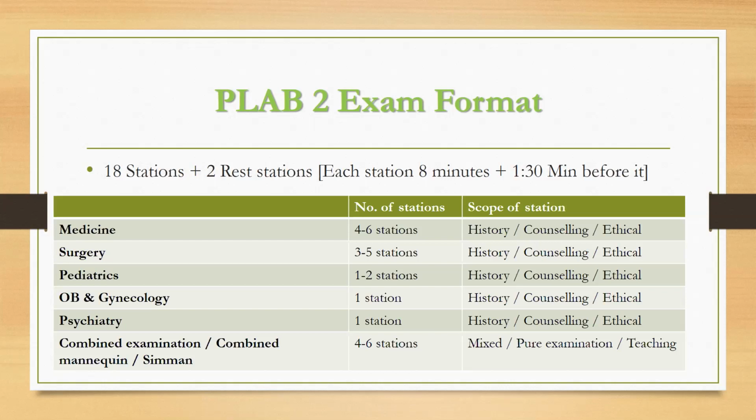For obs and gynae, it could be 1 station, and also it could cover history taking, counseling, or an ethical issue. Psychiatric station, 1 station also, and it could cover history, counseling, or ethical. And there's also something called a combined station, which is a mix between history taking and clinical examination, or counseling and clinical examination. And there's a combined mannequin or Simman station. The number of stations for this topic is between 4 to 6 stations. As I mentioned, it could be mixed, it could be pure examination or teaching. And we will understand all of that later when we have the videos that explain these stations.